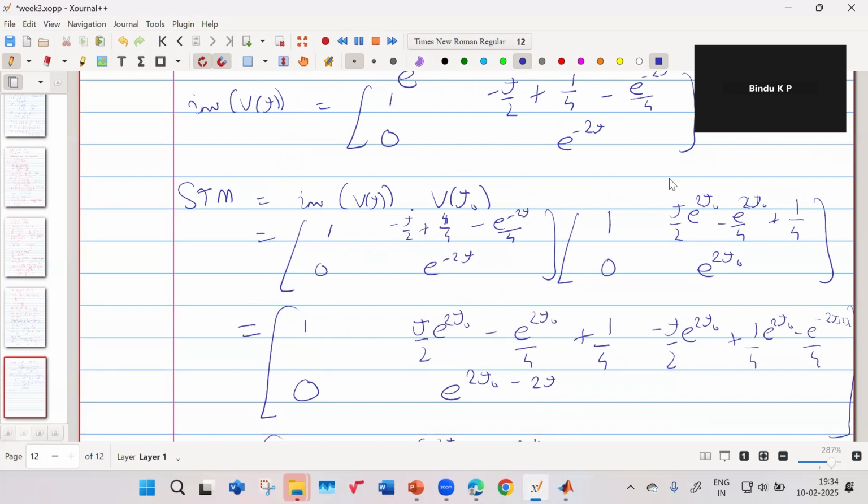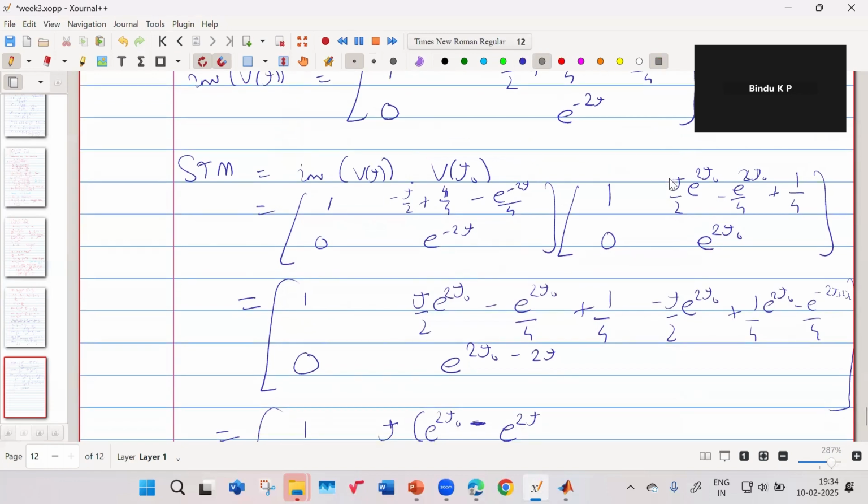Okay, so let me check this 2 by 2, e to the power 2 t0 minus t by 2, e to the power 2 t0. How did this come like this? Okay, so they get cancelled. This and this get cancelled. This also gets cancelled. And this is 1 by 4, right? 1 by 4.